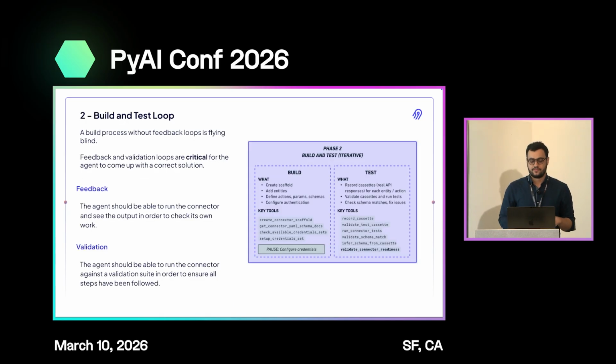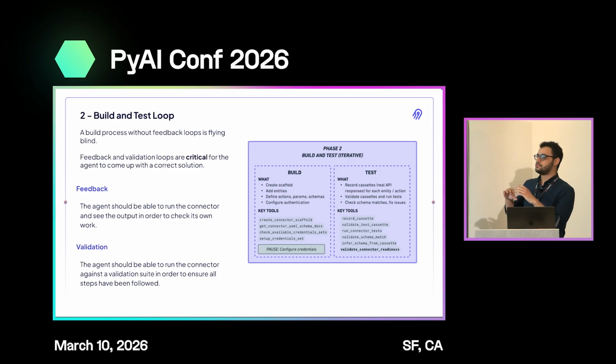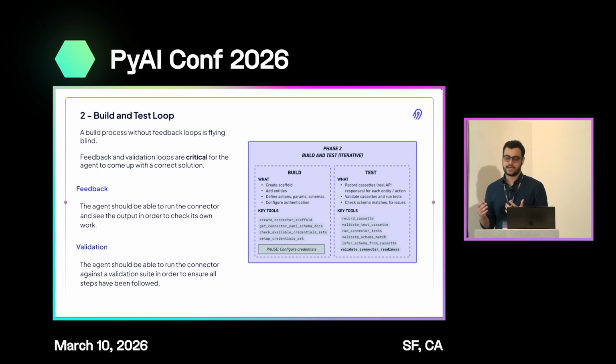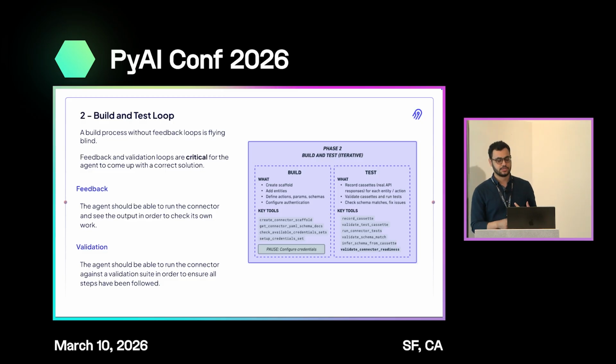Most of the time of the build is spent in this build and test loop. The build itself is pretty straightforward. We're just adding support for all the things that we identified in the previous phase that we want to build. But building without feedback loops is really flying blind, right? The agent needs to be able to run its work against the real world to come up with the correct solution. And so we paired build and test together in a tight loop.